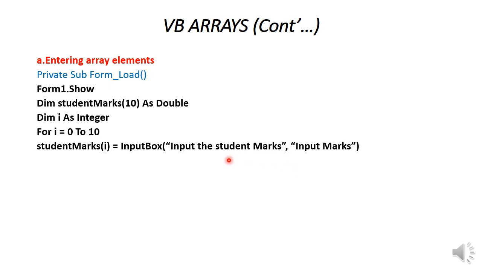The first component of input box is called the prompt, so it shows the question or the message showing the purpose of the input box, and we have the title. This is the title of the input box window, but the role of input box is to enter the text. And then Next I to close the for loop. So these Visual Basic statements will help us to enter 11 elements into the array called studentMarks. End Sub.